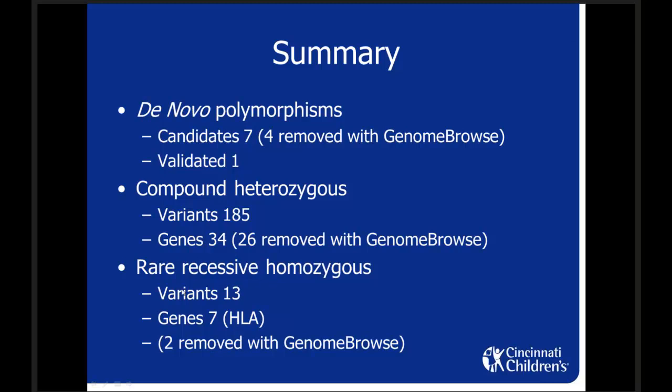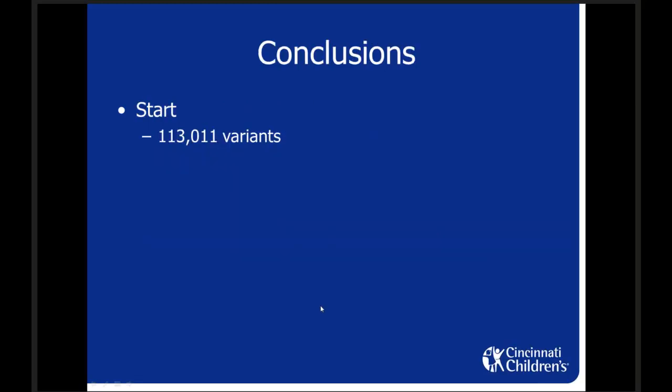With the rare recessive homozygous, we had 13 candidates, and I didn't show this, but 7 of those candidates were in the HLA region, which is very polymorphic, and I actually could remove 2 of those with GenomeBrowse. And so what did that do? So we started off, if you remember, with about 113,000 variants. After all of our filtering for these 3 different types of polymorphisms and using GenomeBrowse to further look at the quality of the data, visually inspect it, we end up with about 40 variants that looked like they were very good candidates for causing the phenotype.